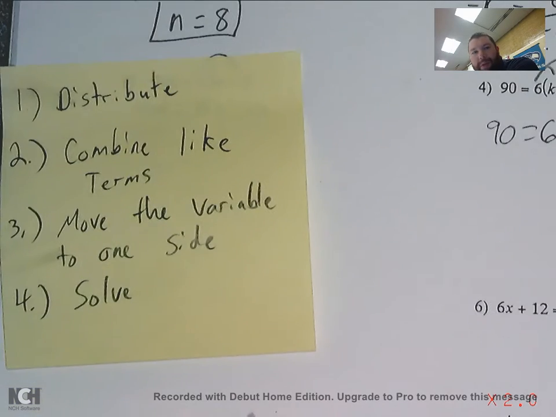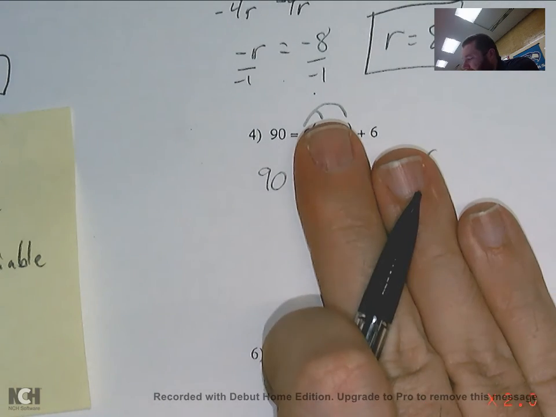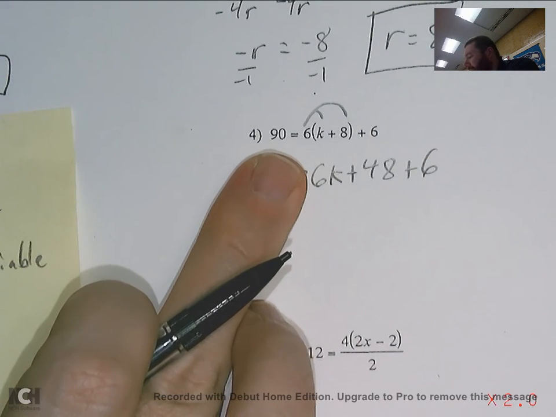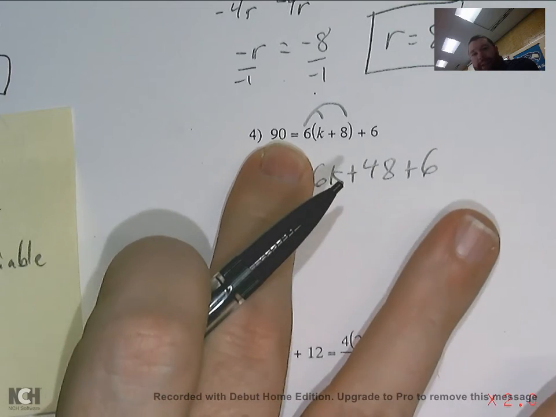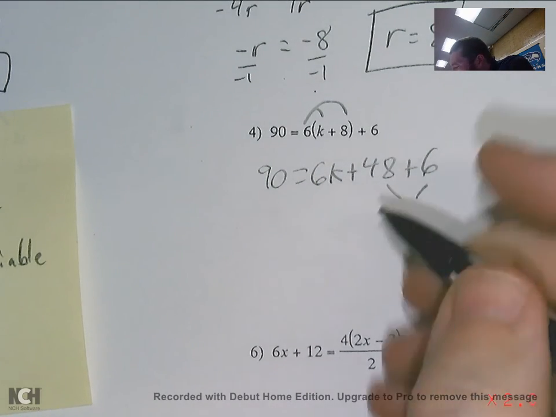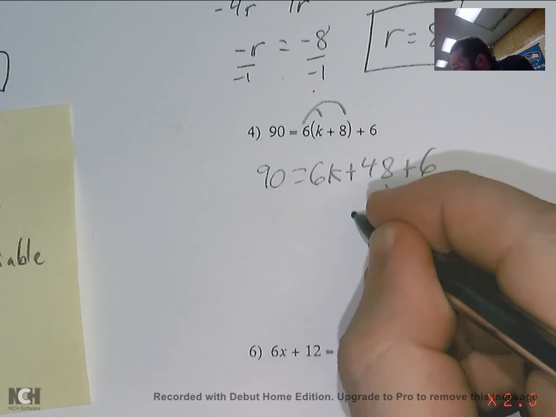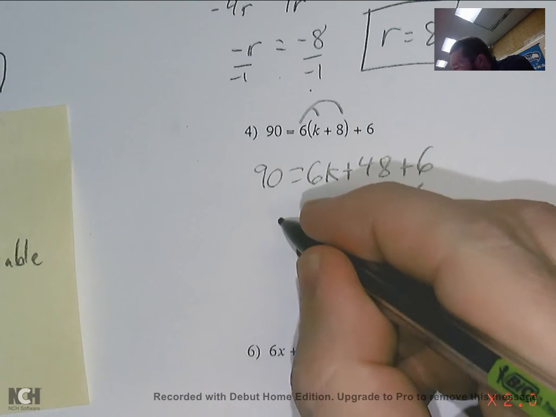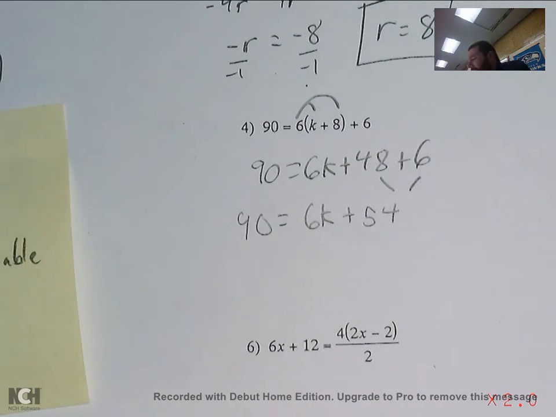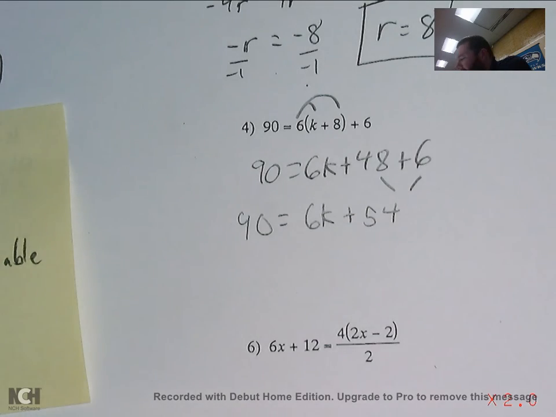Okay, next step is to combine like terms. Do I have any like terms on this side? No, this side. The k doesn't have any like terms, but 48 and 6 would be like terms, right? So I'm going to combine those, and I would get 54, and then plus 6k is equal to 90. And then the last step is there's only one variable, so the last step is going to be to solve.